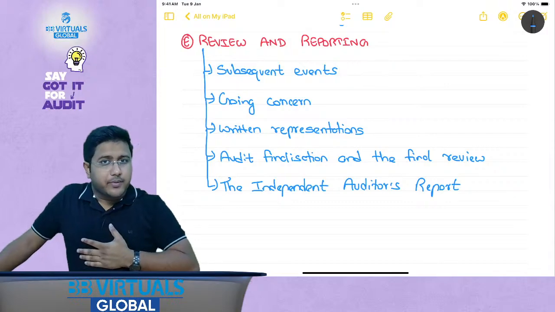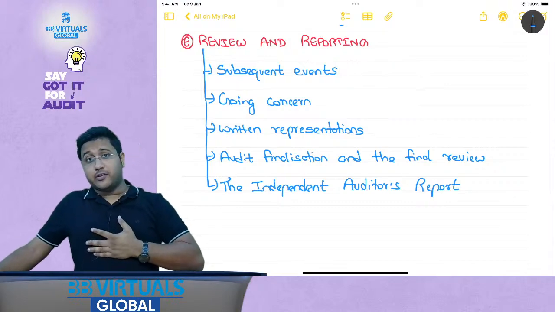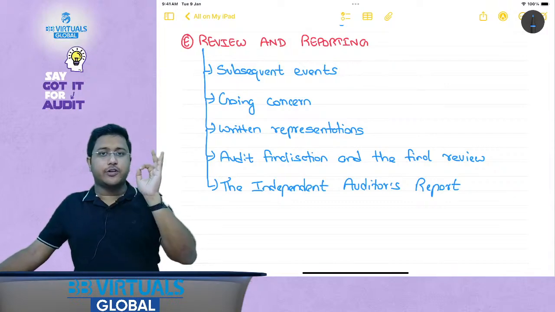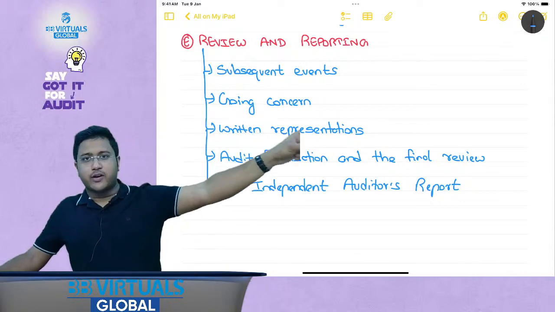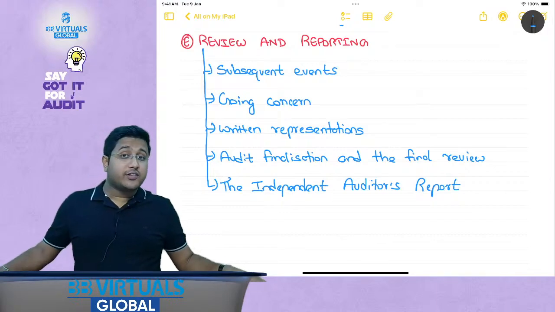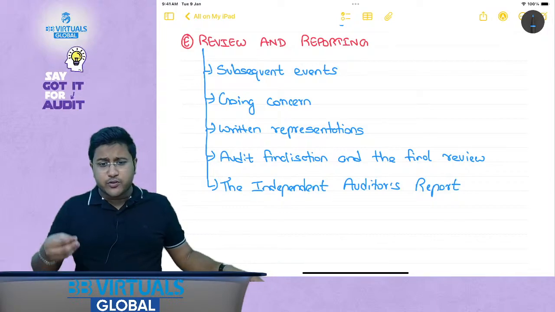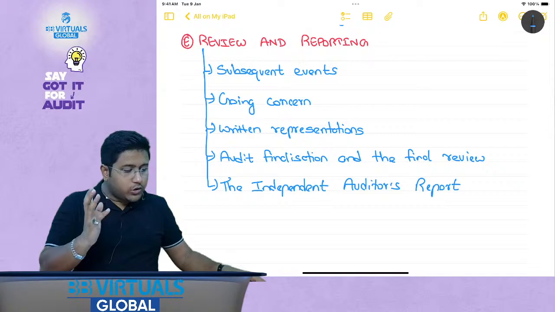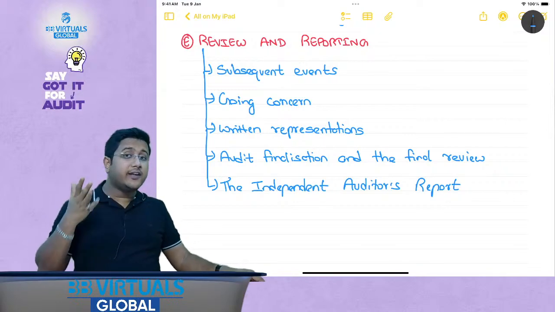And in fact, you will be amazed to know that the definition of subsequent events is different in case of FR and in case of AA. Of course, in case of AAA also, right? So this is different, and that is why it is very important for us to understand it from a whole new point of view, because the definition in itself is different.